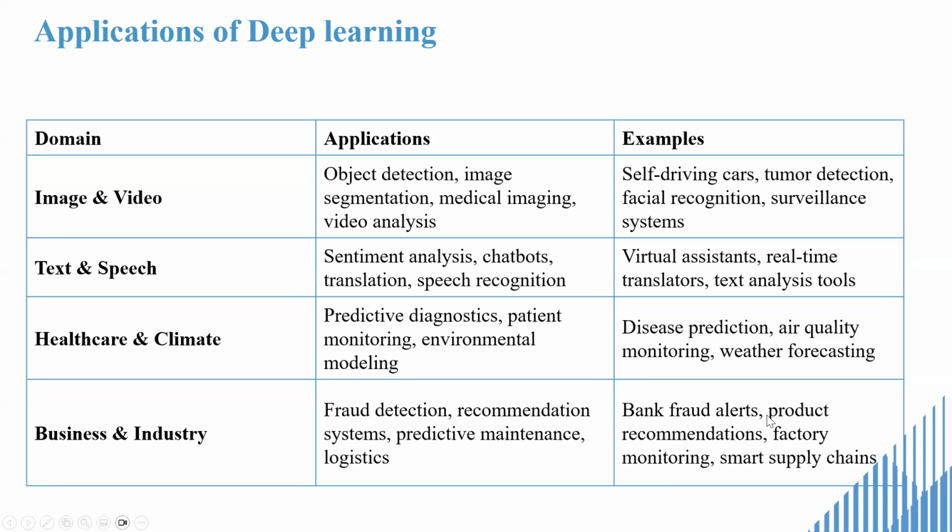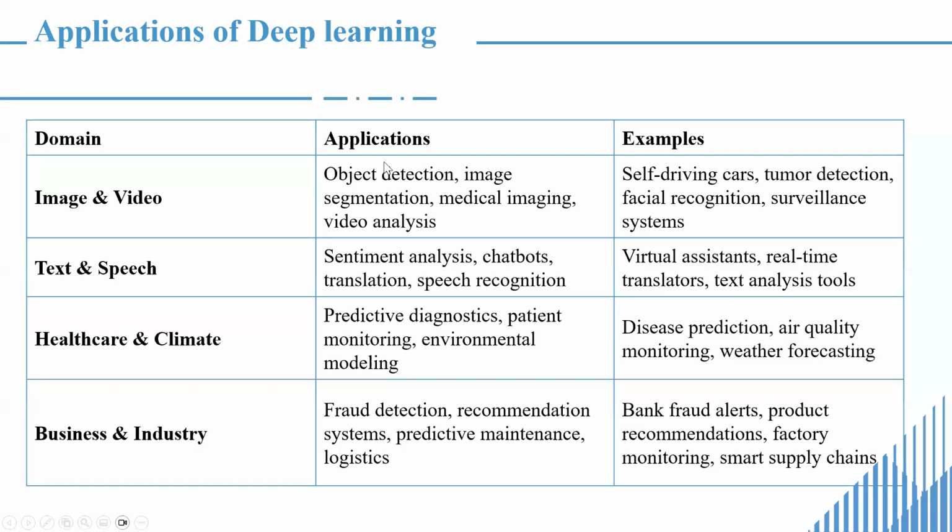So bank fraud alerts: if there is any fraud, or an amount of money that is very large, or there is some problem, it will try to detect that fraud. And also product recommendation, factory monitoring, and all of them are now done with the use of deep learning.